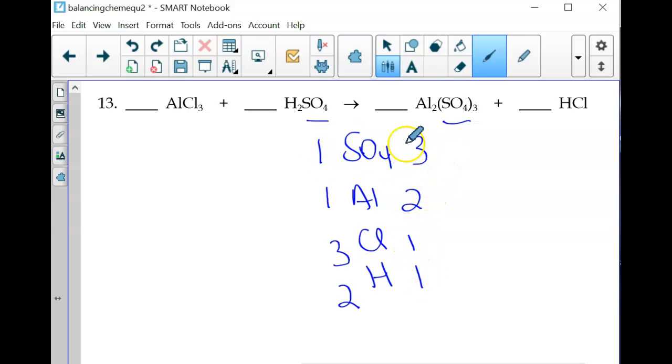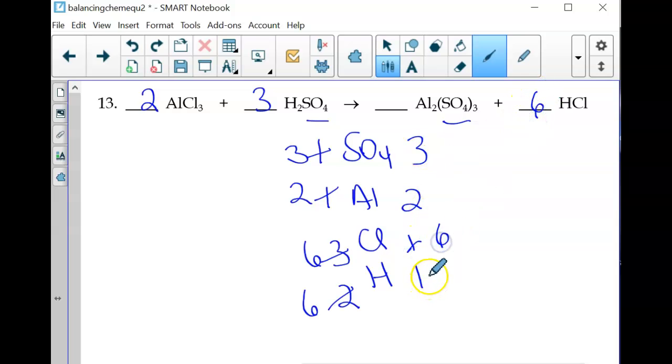So we have 1 and 3, not 2 and 3, apologies, so I've got to get them both to 3. On the left-hand side, I'm going to put a 3 in front, which impacts the sulfate: 3 times 1 group of SO4 is 3. But it also impacts hydrogen, making hydrogen go to 6. Aluminum is 1 and 2, so I'm going to put a 2 over here, which makes aluminum go to 2, and chlorine goes to 6. And then to fix chlorine, I have to put a 6 here, which makes chlorine go to 6 because 6 times 1 is 6, and hydrogen goes to 6 because 6 times 1 is 6. So it'd be a 2, 3, 1, 6 for balancing.